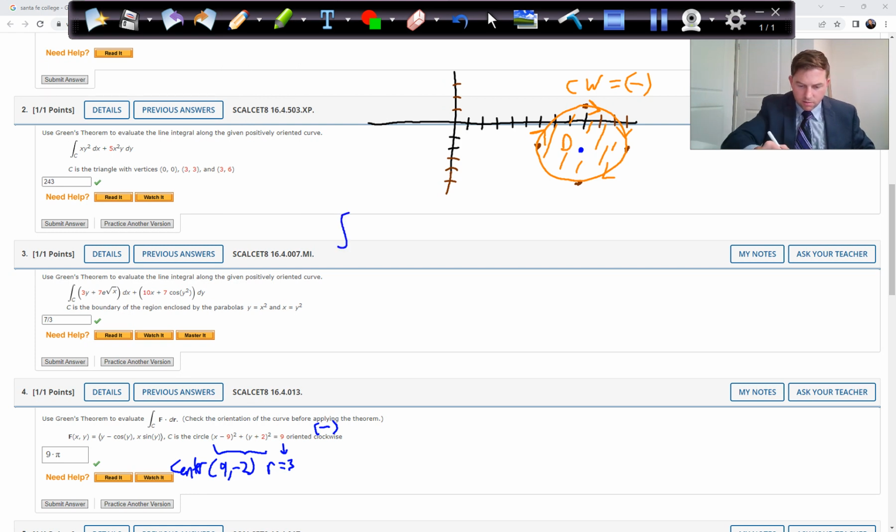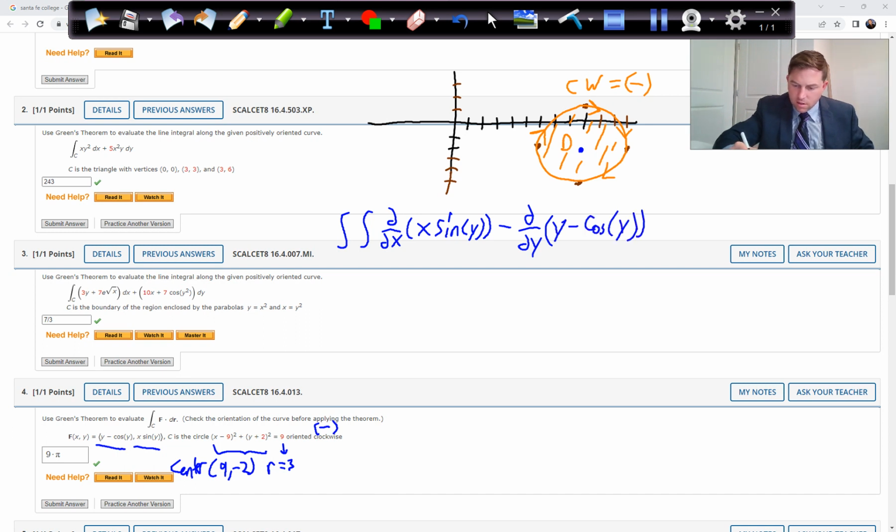So we're going to have the double integral of the partial derivative with respect to x of the y component, which is x sine y, minus the partial with respect to y of the x component, which is y minus cosine y, dA. So we're going to get a double integral. Partial here would just be sine y. The x would go away.